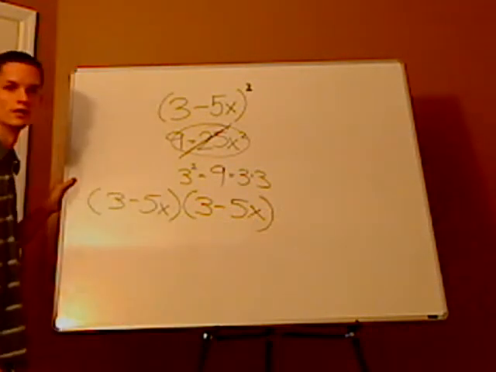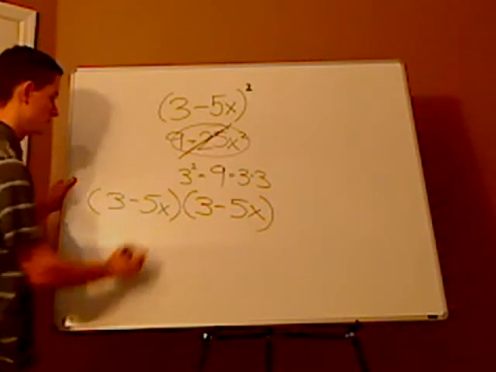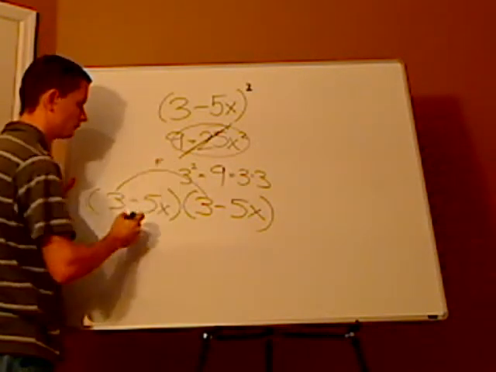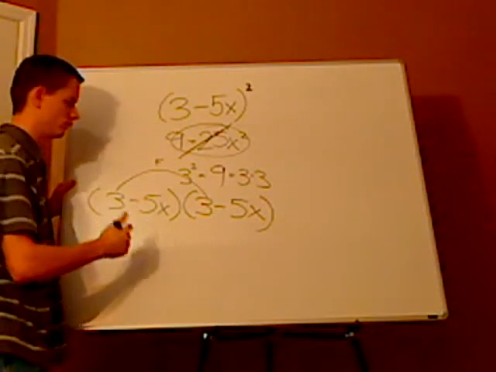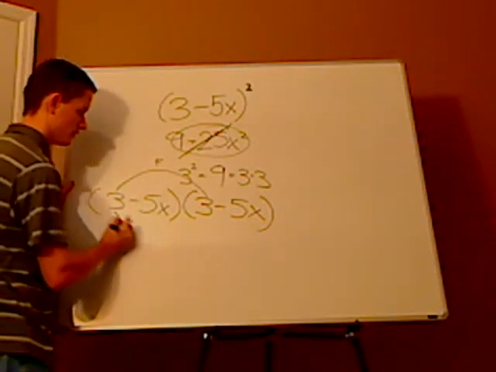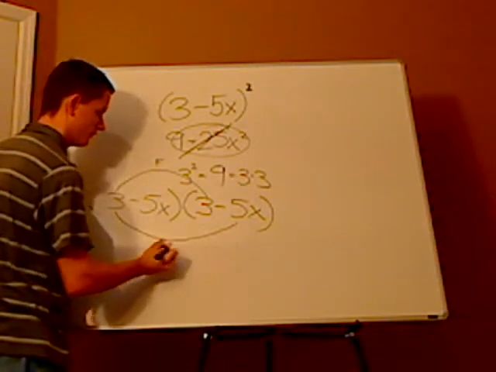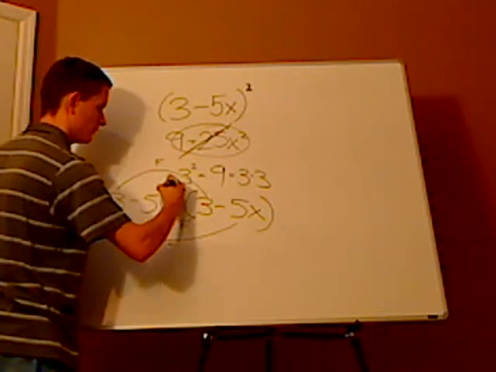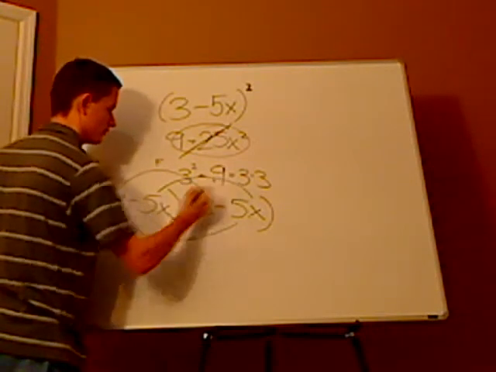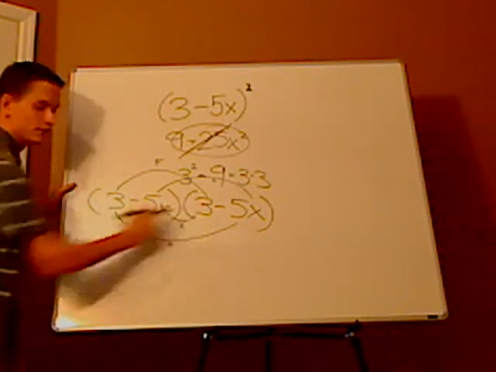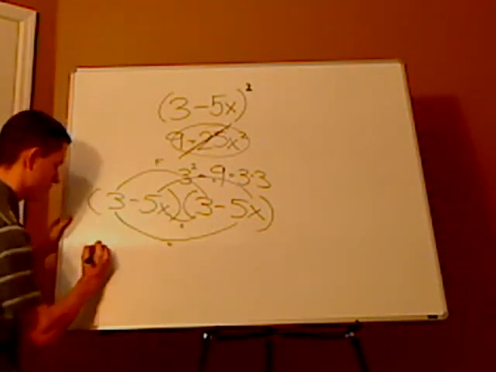Now you're going to FOIL. To FOIL, you have the first. Now I like to do a smiley face because I'm weird. And then you have the smile, that's the outer. You have the inner, which is the nose. And then you have the last, which is the other eyebrow. So you have 3 times 3, which is what? Yeah, it's 9.